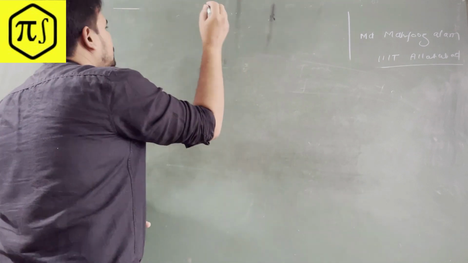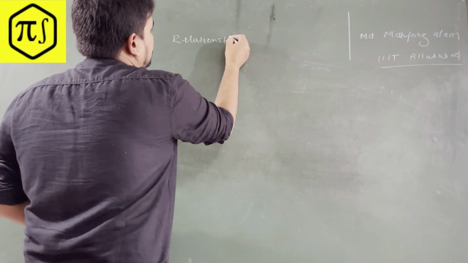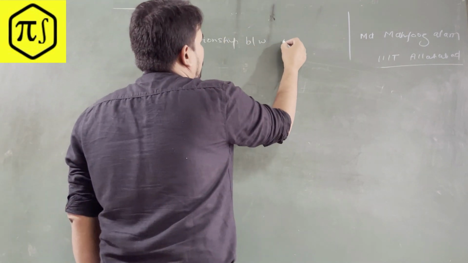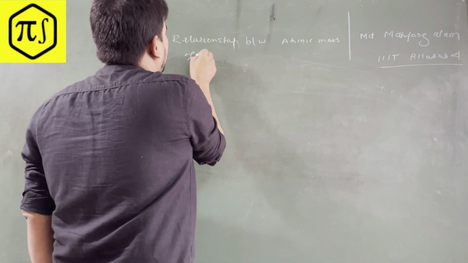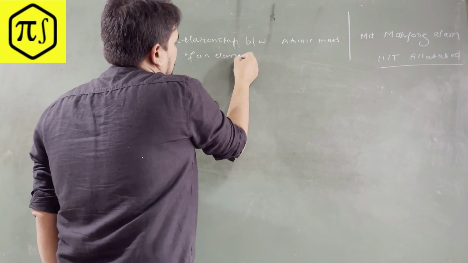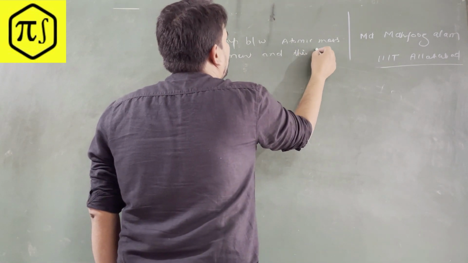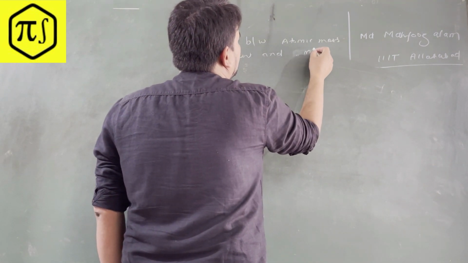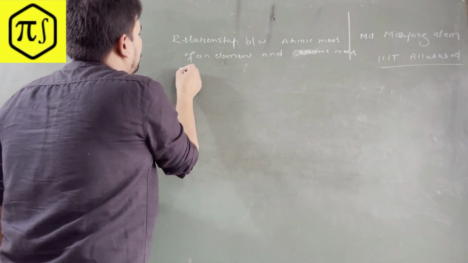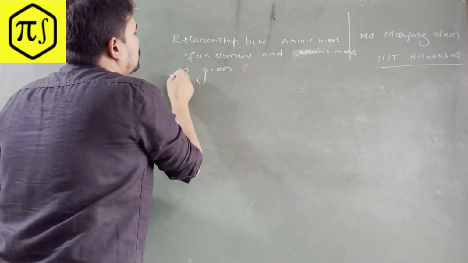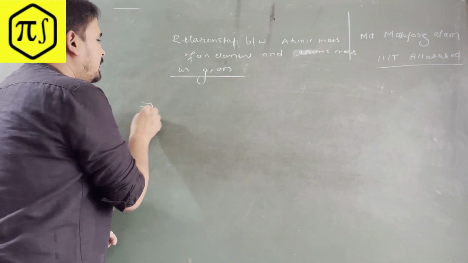Okay, now see the relationship here: the relationship between the atomic mass of an element and their atomic mass in gram. This is basic, so we'll not talk much about it, just one or two lines. So we already have this one.